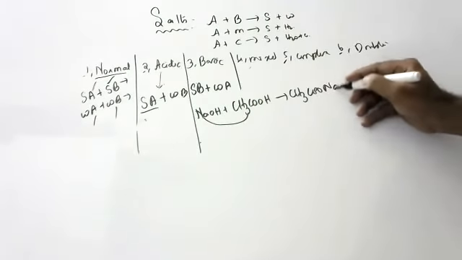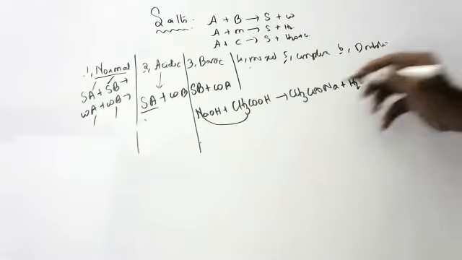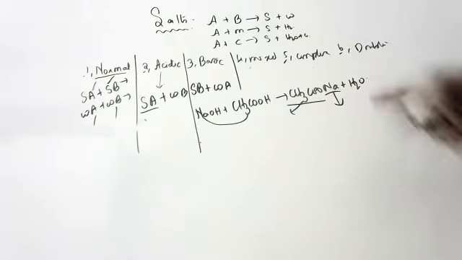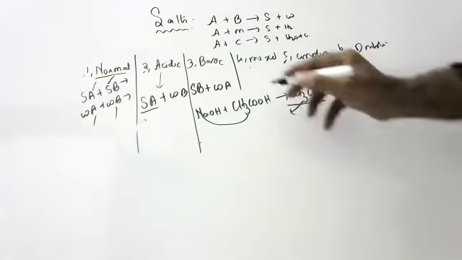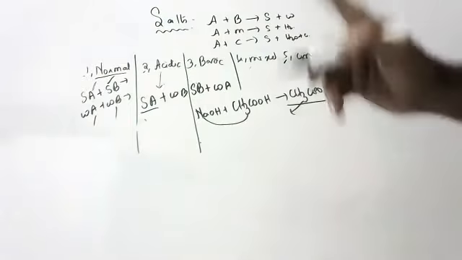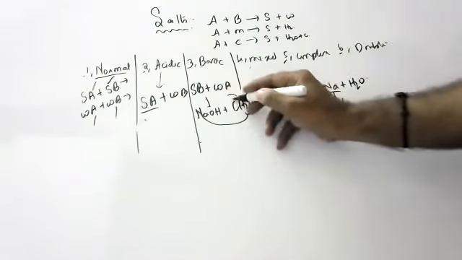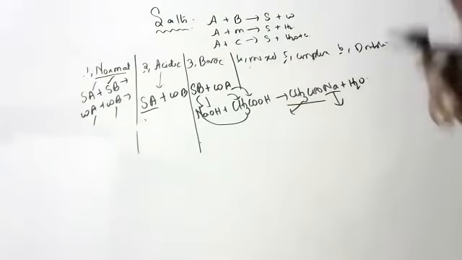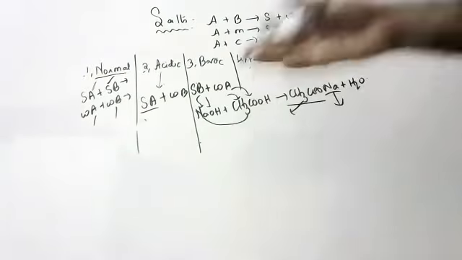CH3COONa plus H2O. Here, what is the acidic component? Acetic acid. What is the basic component? NaOH. You can check now, children. So this is a basic salt. What is a basic salt? One formed from a strong base and a weak acid is called a basic salt. Okay, so like this, children.